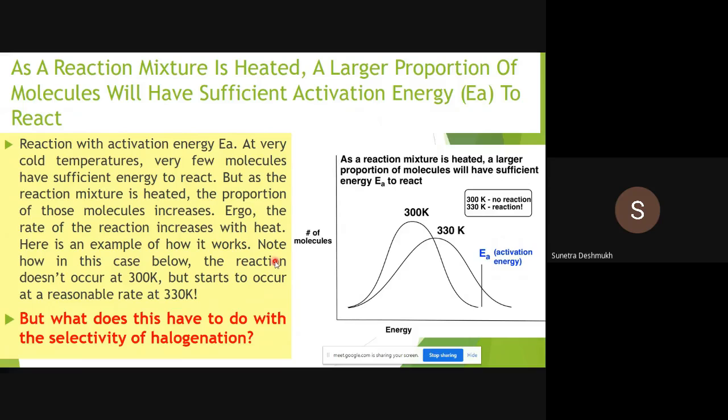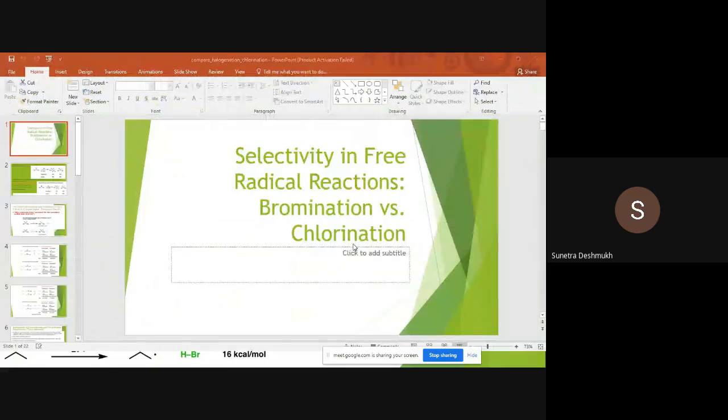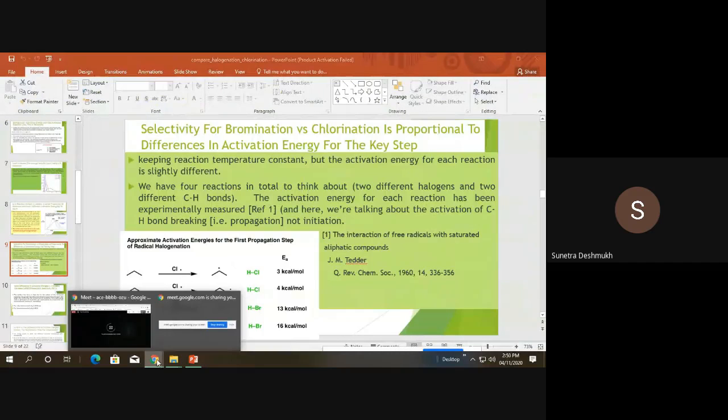Note how in this graph you can observe that at 300 Kelvin the reaction doesn't occur, but at 330 Kelvin the reaction starts to occur at a reasonable rate. Okay, now the thing is how the activation energy works with the selectivity of the bromination reaction. We will check out the answer to this.